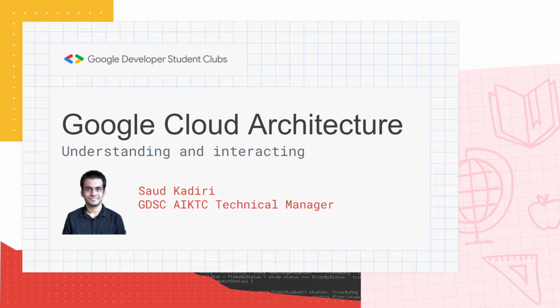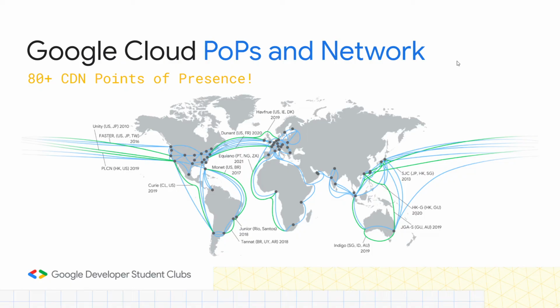Today we'll be looking at Google Cloud Architecture. Let's begin by looking at the network. This is the Google network. It carries up to 40% of daily internet traffic, and it is the biggest of its kind on earth. Google Cloud uses this same network itself. It has 80 plus CDN, that is content delivery network, points of presence, and we can see over here that we have a point of presence in Mumbai and Delhi as well. So we get fast connectivity and we can leverage powerful computing quickly over the internet.